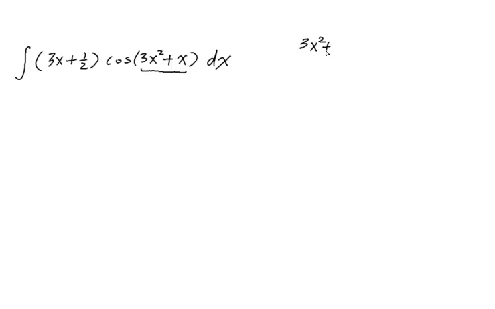So if you look at this thing, if you take the derivative, you're going to get 6x plus 1, and actually it's the same as the last problem. What is this? This is actually twice 3x plus 1/2. If you times 2, you're going to get 6x plus 1. So there you go, same thing again, right?